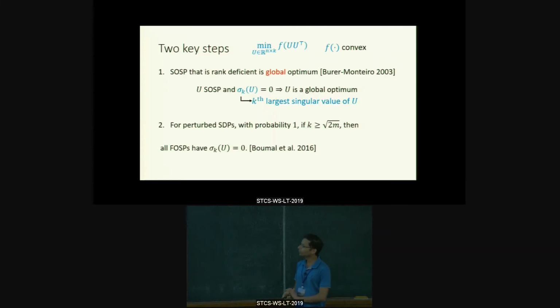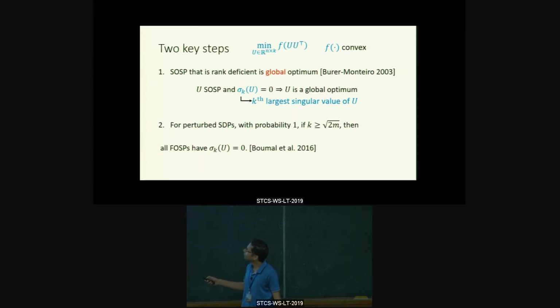Okay, so there are two key steps in the entire argument, and both of these have been developed in previous work by others. So the first one is that, okay, so the main setting is that we have a function f which is convex, but then we are looking at f of U U transpose, and it's not convex in U. Okay.